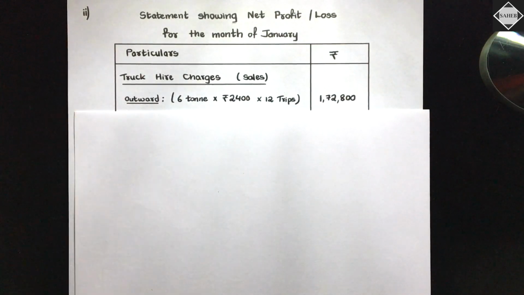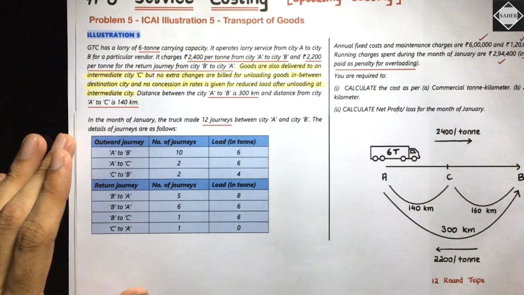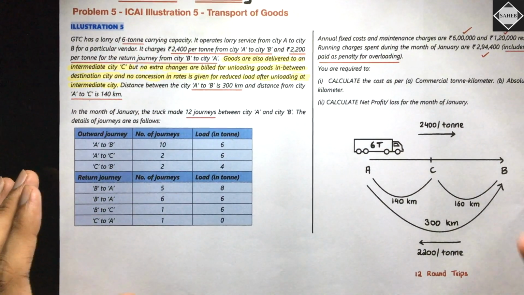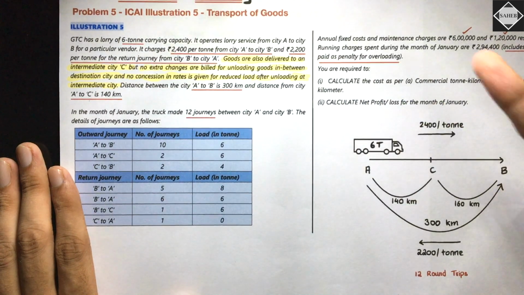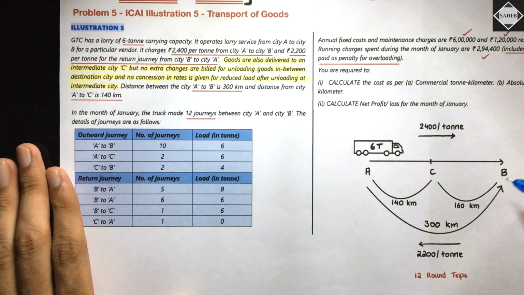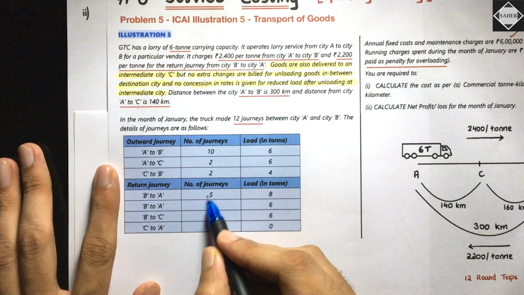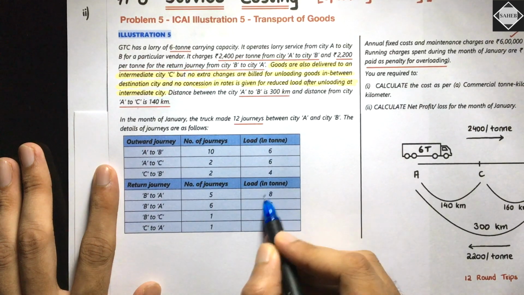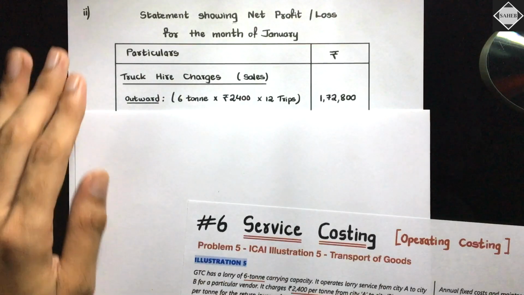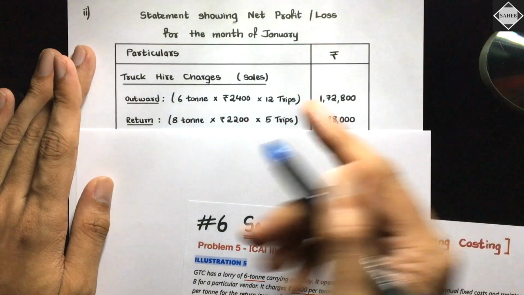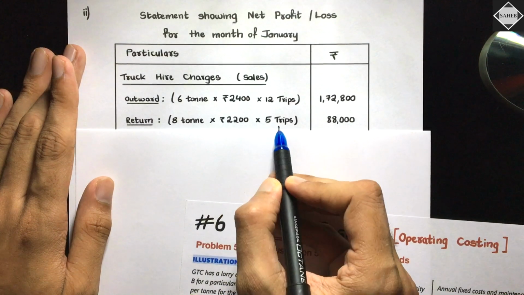Then regarding the return, we are done with the outward. In return journey, what is the logic? The logic is whatever goods will be loaded at city B to go to A, for that only we will receive the money, isn't it? See at city B what is happening? At city B, see here, B to A, 5 trips have happened and the load in each of those trips is how much? 8 tons, right? So do the calculation. Return 8 tons into 2,200, that's the rate per ton, into 5 trips.